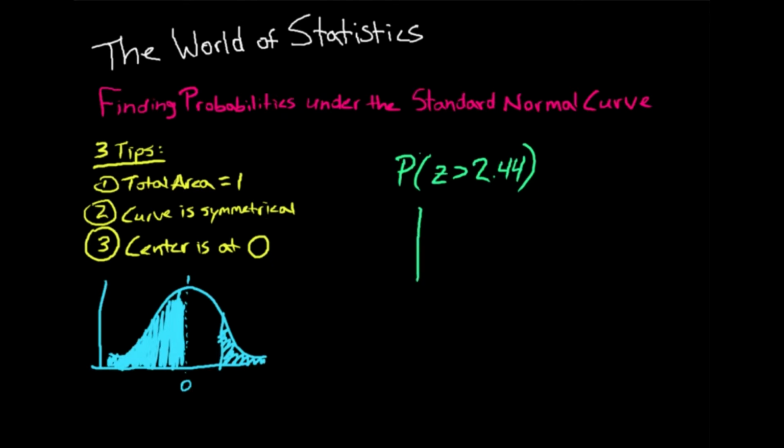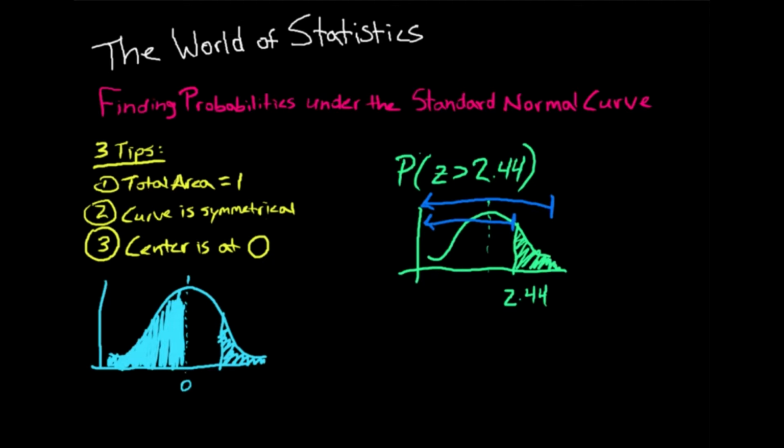Let's look at another example where we want to find the probability that z is greater than 2.44. Let me draw out the curve here quick, and we have a value of 2.44. Again, how do we find something that's greater than? Well, we have to remember our tip that the total area under the curve is equal to 1. So we're going to have everything, and then subtract everything less than our critical value. Written out, it's 1 minus the probability that z is less than 2.44, and that will give us the area we are looking for.